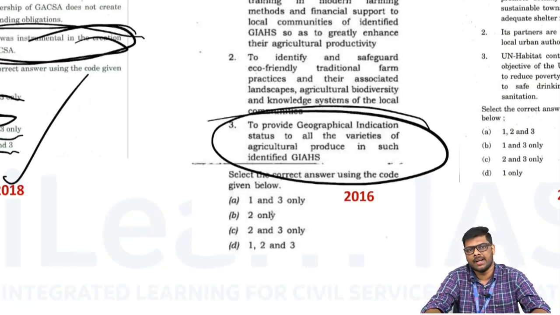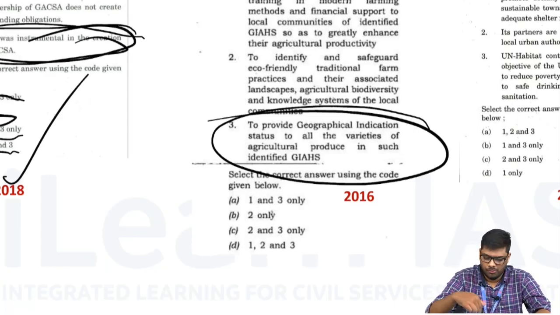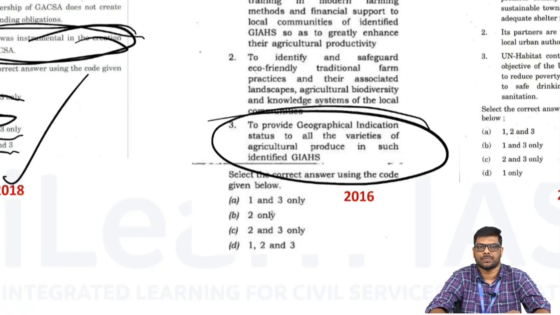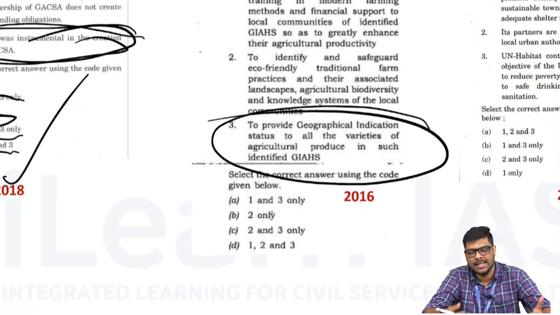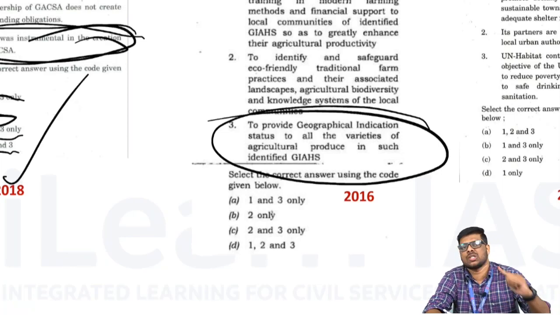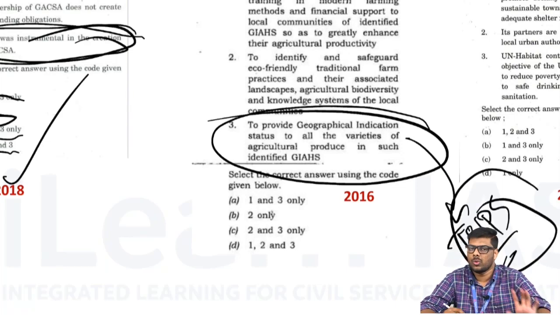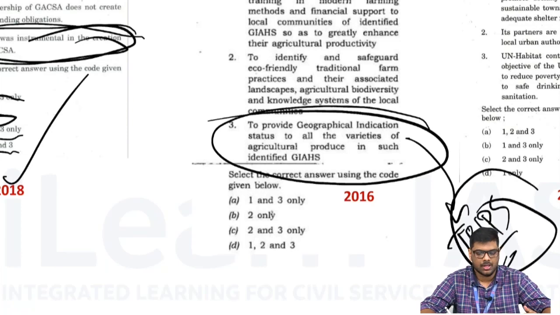Any serious candidate who has prepared decently in economics or in current affairs would have known about geographical indication. Who is responsible for assigning GI marks? Is it FAO? It is not FAO. It is actually based on the TRIPS agreement of the WTO. Okay, it has nothing to do with FAO. So you can eliminate option 3.